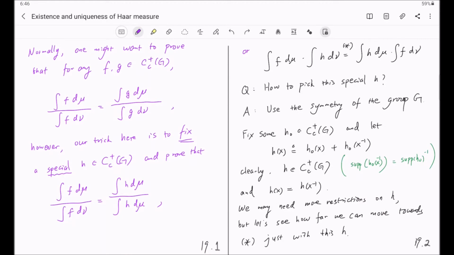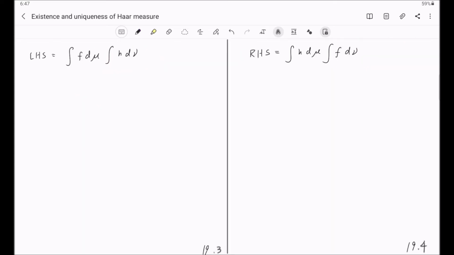In order to prove this star equation, we'll start with both sides simultaneously. This is the left-hand side and this is the right-hand side. And one idea is to turn those products of integrals into iterated integrals. And somewhere we need to use Fubini's theorem.